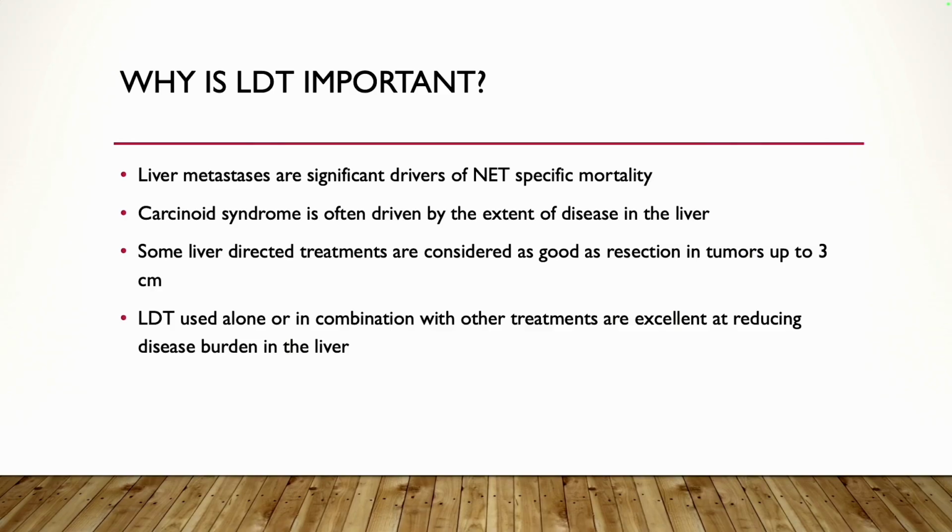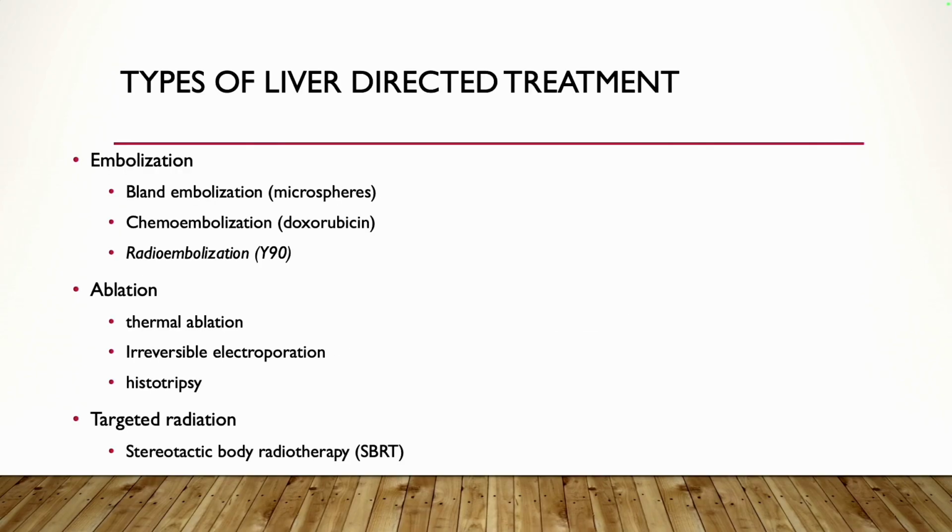And then LDT can be used alone or in combination with other treatments, and they are excellent at reducing the disease burden in the liver. So liver-directed therapies have been used to treat this disease in some way, shape, or form for probably over 50 years. And so for decades, we have a lot of data on liver-directed therapies. So the types of liver-directed therapies, I already had it written for you, is going to be embolization, ablation, and then targeted radiation.